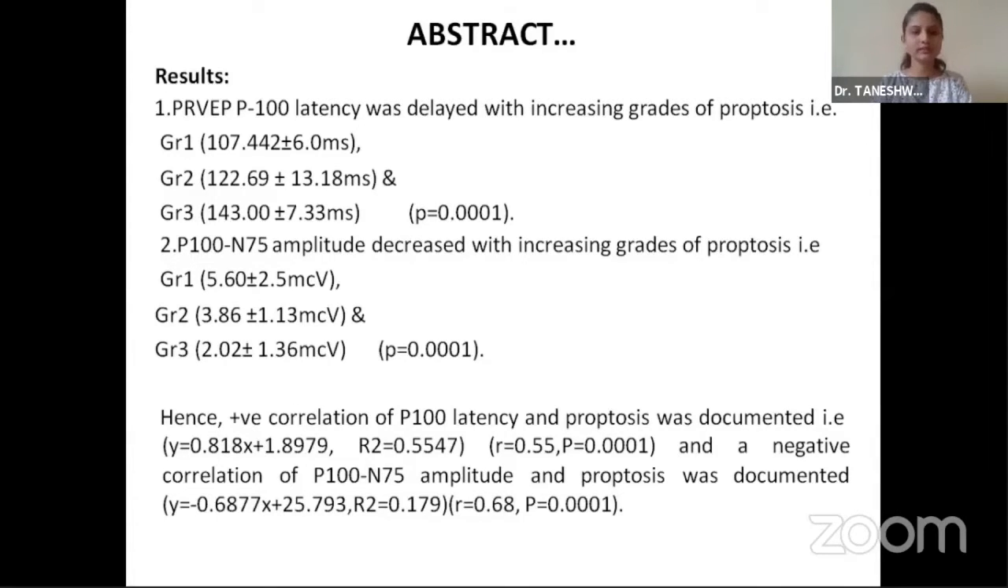With Pearson's correlation coefficient, we found a positive correlation between P100 latency and the proptosis, which was given by the equation y, where y was the P100 latency, equal to 0.818x, where x was the proptosis, plus 1.89. And we found a negative correlation between P100 N75 amplitude and proptosis, which was documented by the equation y, where y was the P100 N75 amplitude and x was the proptosis in millimeter, which was given by minus 0.6877x plus 25.79.